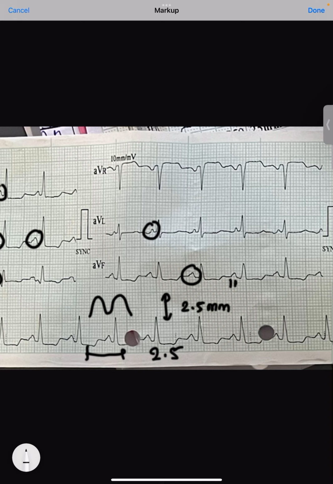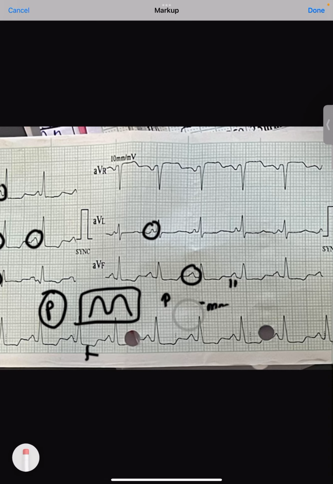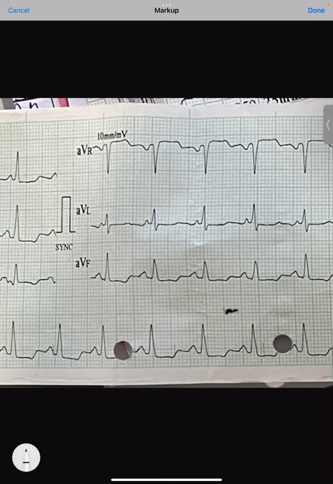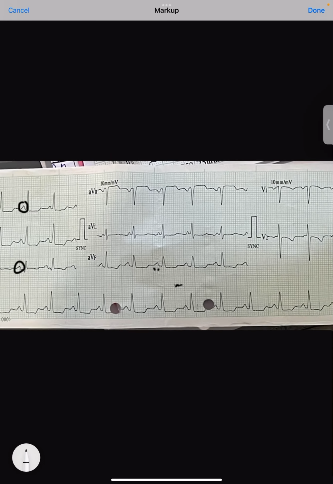So it has to be either more than 2.5 millimeter in height or more than 2.5 millimeter in width, and that could be bifid as well. If that is the scenario, then we call this an abnormal P wave. In this scenario, though the P is slightly bifid, it is not more than 2.5. So it's almost two small boxes.